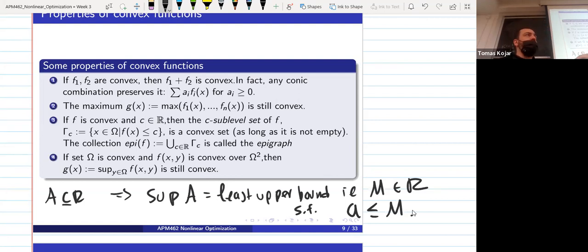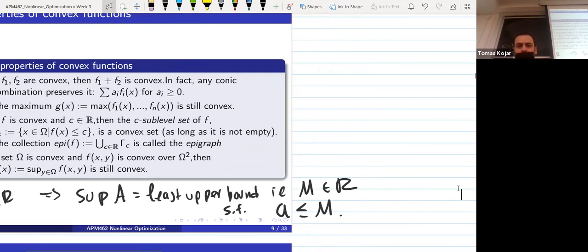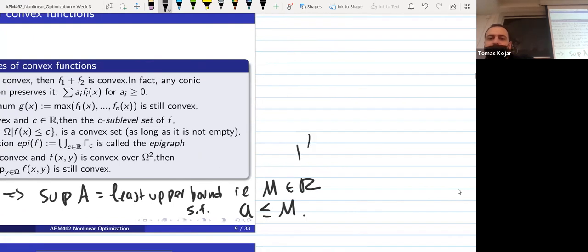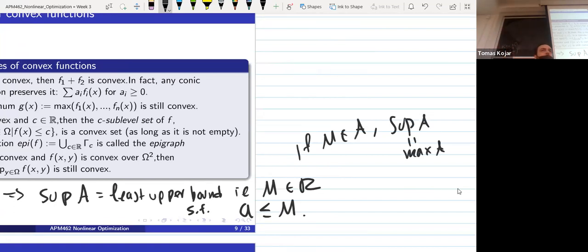If m is in A, this is the maximum of A. Okay? So if m is in A, then the supremum of A is equal to the maximum of A, which I think you know, right? Good.